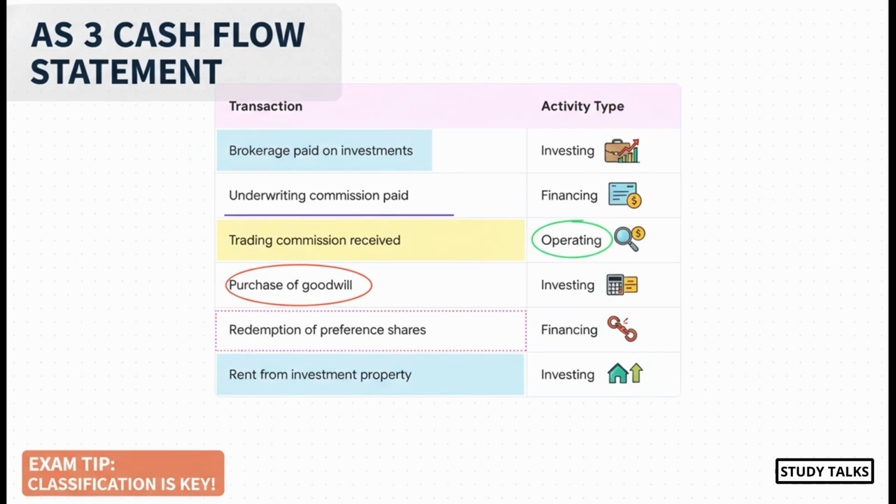Purchase of goodwill? Definitely investing. Redeeming preference shares? That's all about capital structure, so financing. And last one, rent received from a property you hold as an investment? That's a return on your investment, so it's an investing activity. See? Getting these classifications right is honestly half the battle.